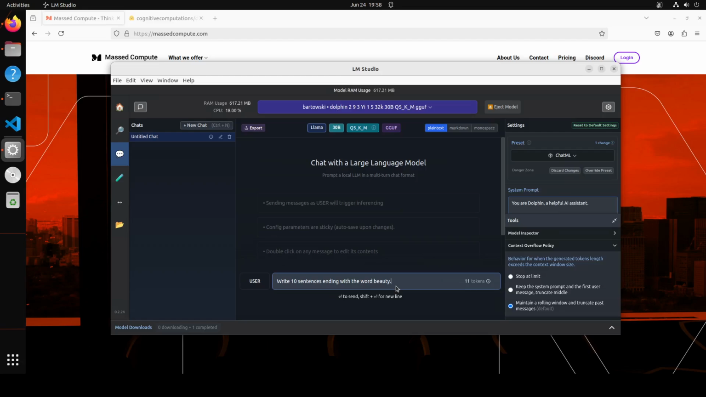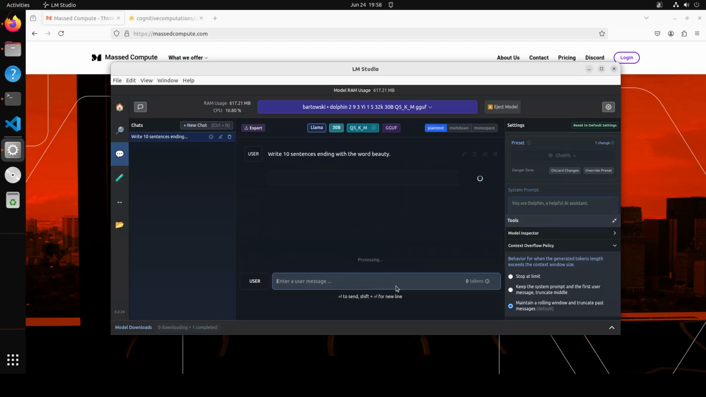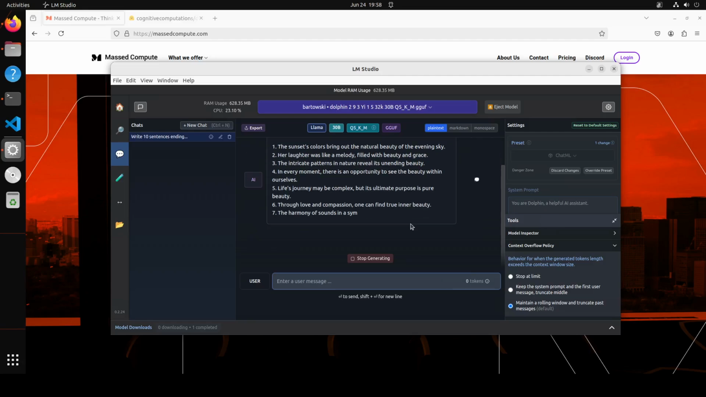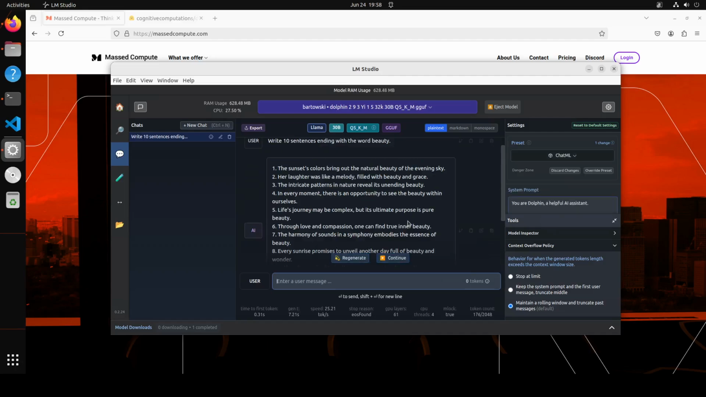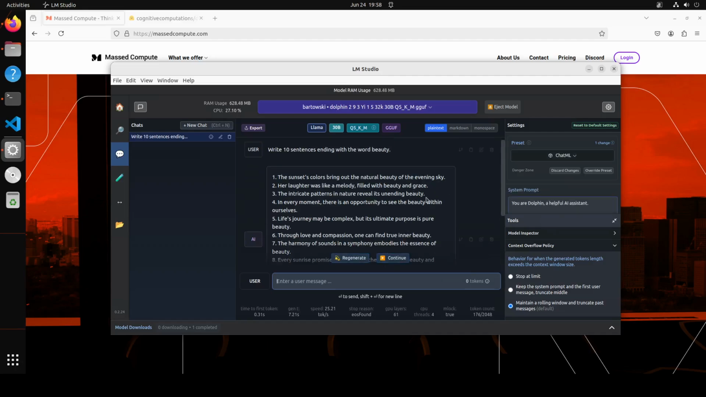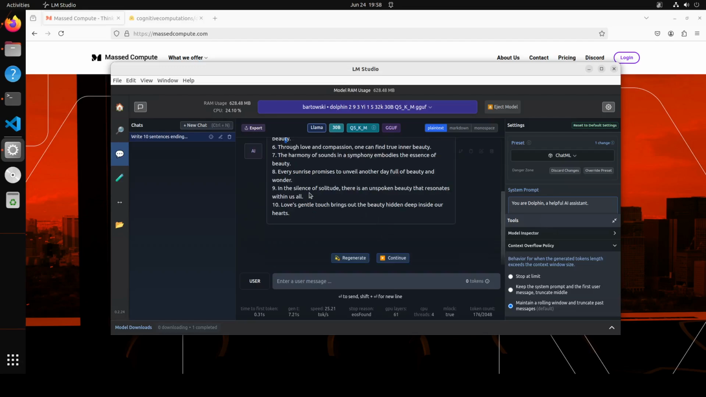First up, I'm asking it this question, which is failed by many models: write 10 sentences ending with the word beauty. And you see this model also has a few of them right, but most of them are wrong. There you go. So the third one is good, and then the fifth one is good, the sixth is fine, and then there is, I think, the seventh. That's it. So 3 or 4 correct answers. The rest of them, the model didn't perform as well as we were hoping.